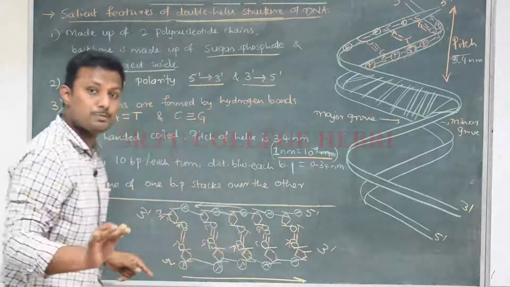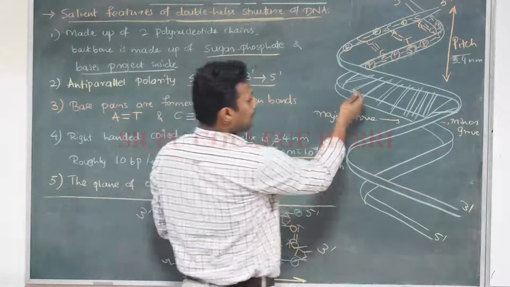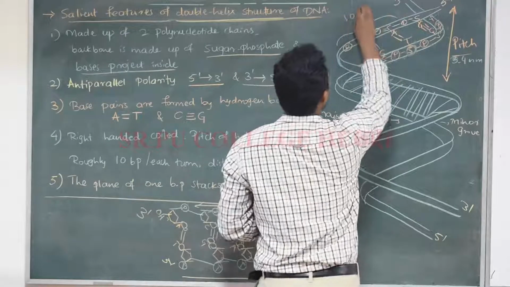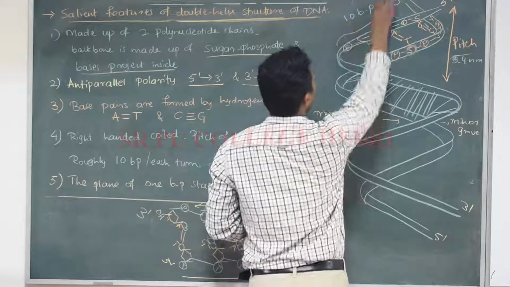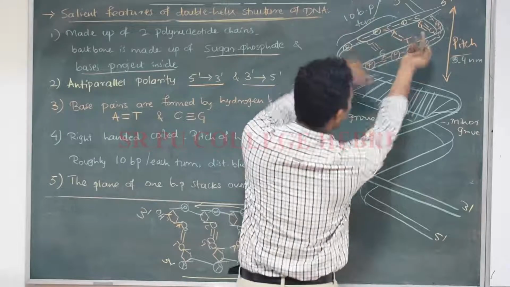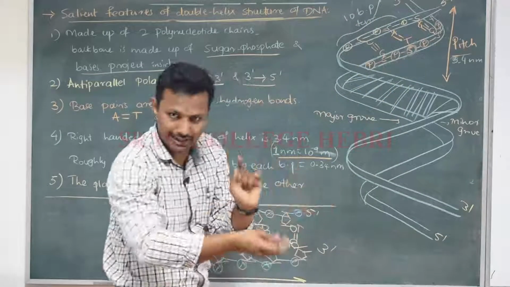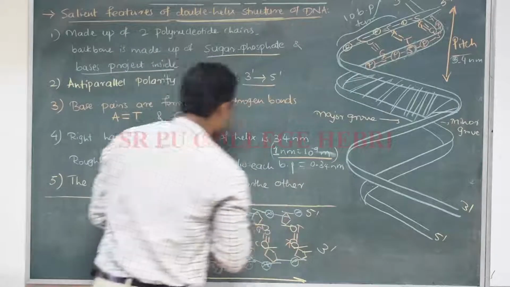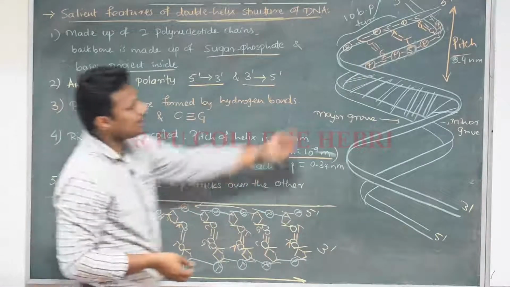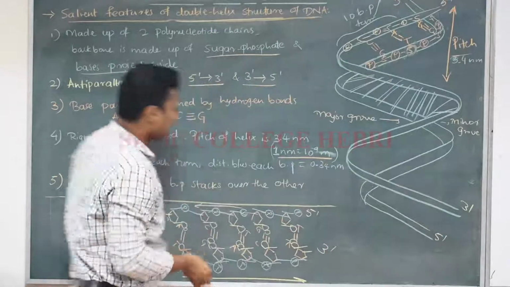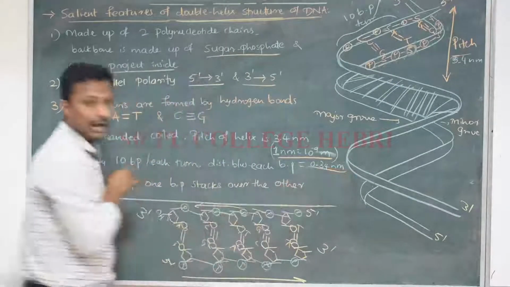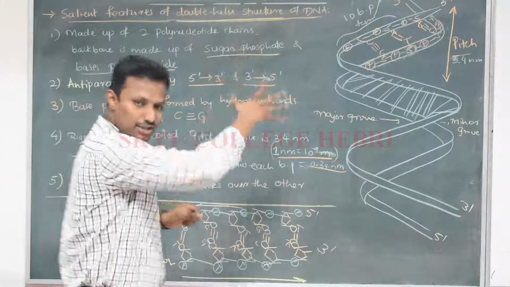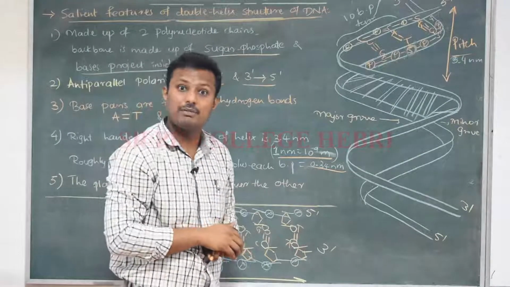And in each pitch, I have already told you there will be approximately 10 base pairs, right? 10 base pairs per turn. One pitch is one turn, and there are 10 base pairs. So the distance between each base pair should be how much? That is 3.4 divided by 10, which will be how much? 0.34 nanometer.